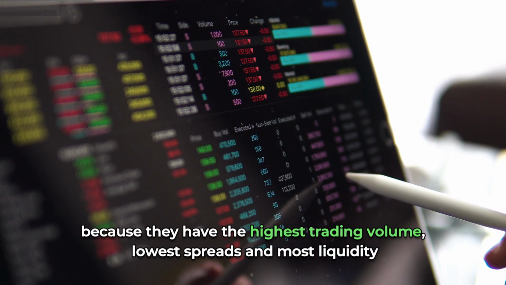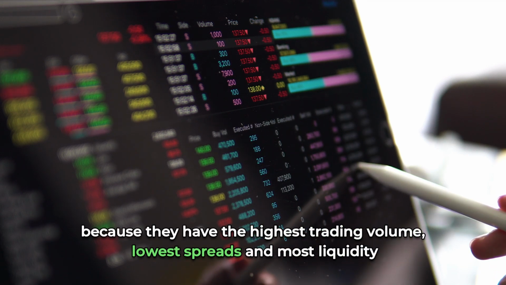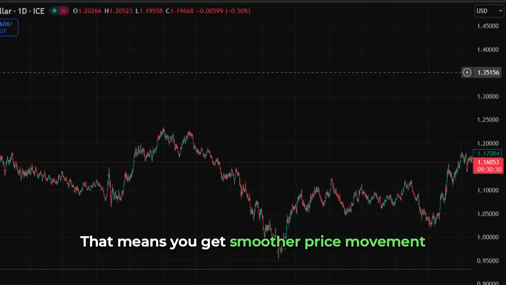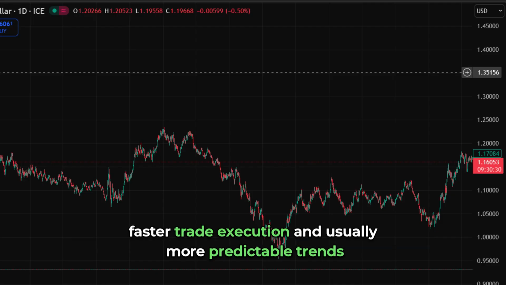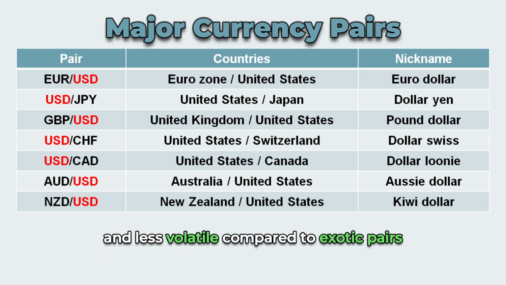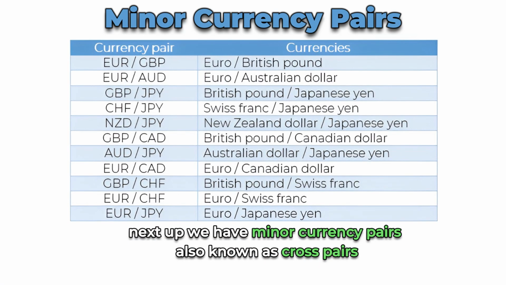Now why are these called majors? Because they have the highest trading volume, lowest spreads, and most liquidity. That means you get smoother price movement, faster trade execution, and usually more predictable trends. These pairs are great for beginners because they react strongly to global economic news and are less volatile compared to exotic pairs.